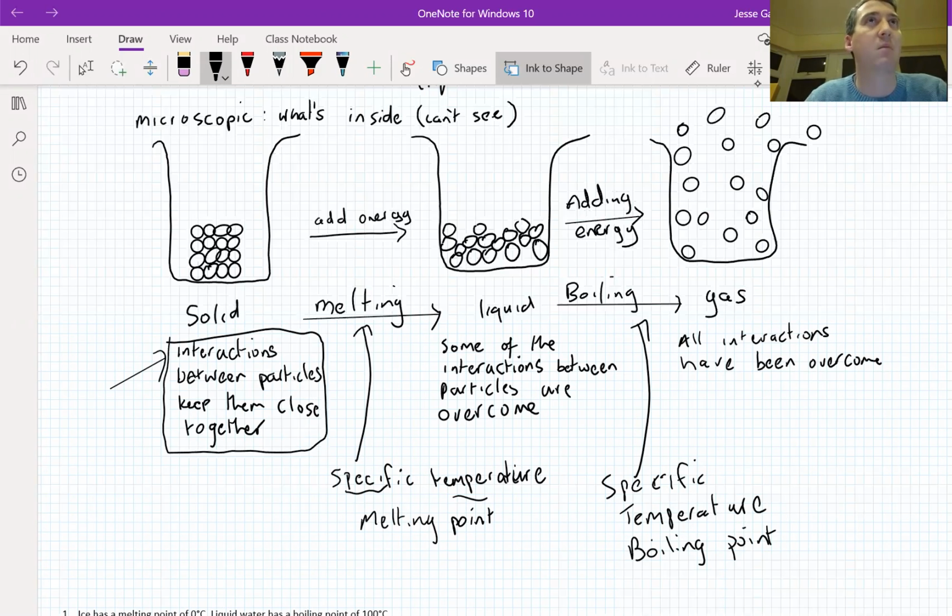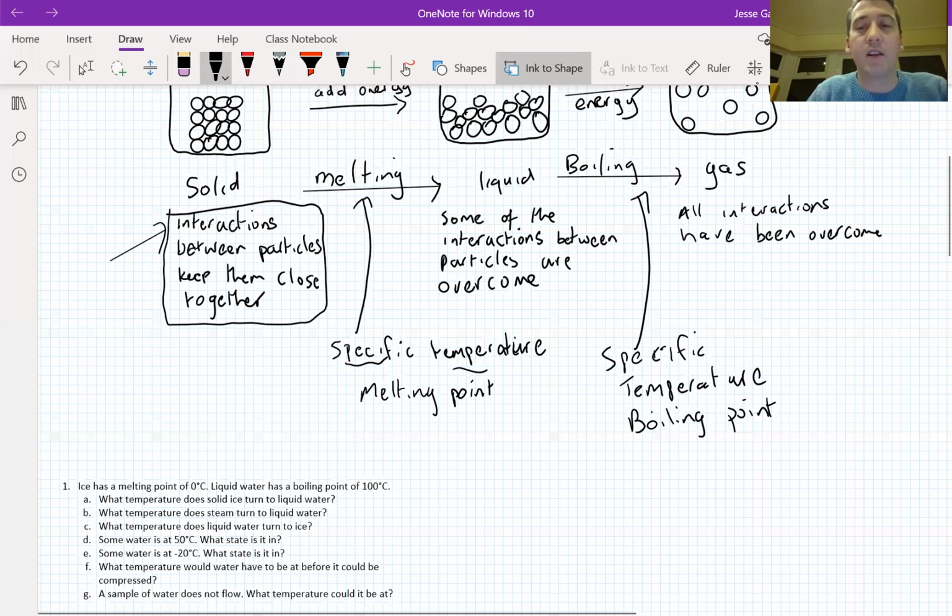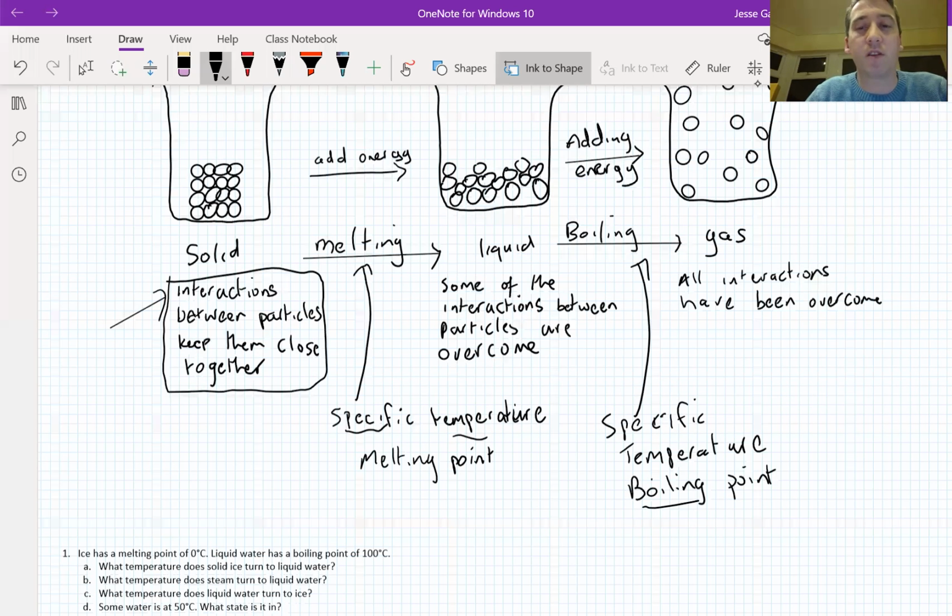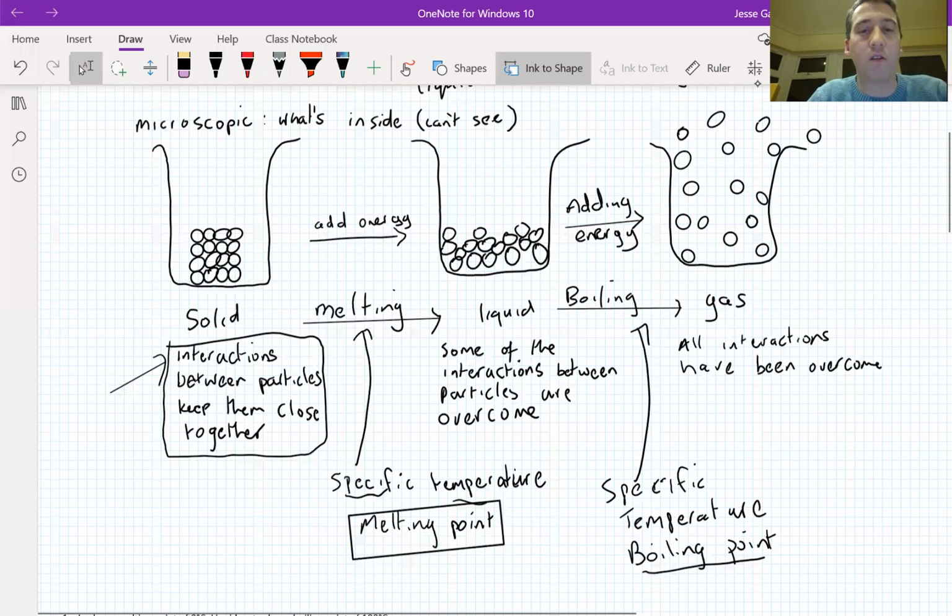So you have to add more energy to overcome those interactions and give the particles enough energy so that they can move apart and behave like a liquid. We say that those substances have a higher melting point. Glass has a higher melting point than water, and iron has an even higher melting point than glass or water.